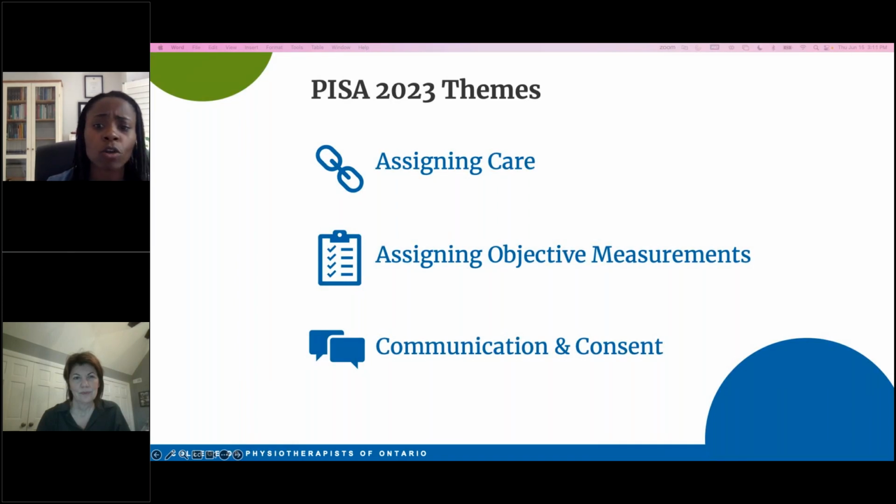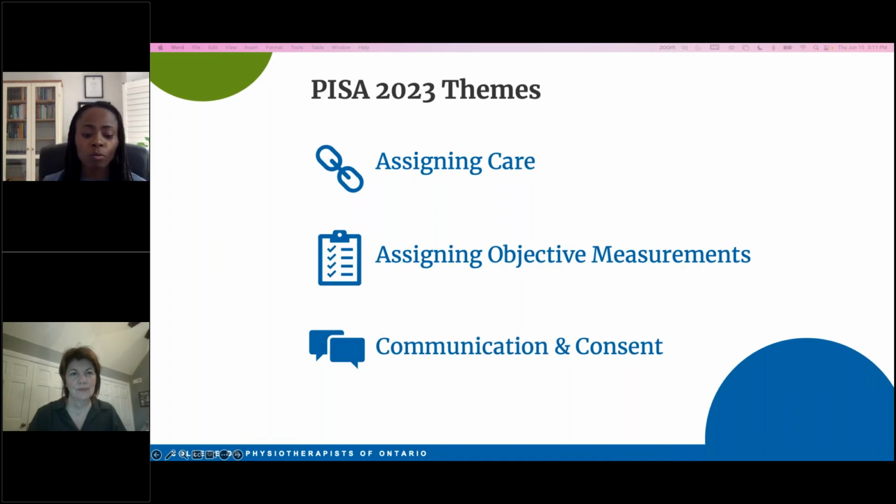Remember, the physiotherapist is always responsible for the care that's been assigned to any patient. They also need to ensure that quality, safe care is being provided by the PTA. So if they're not competent to deliver this care, they can certainly not assign it to the PTA. So let's take a look at the next item here, which is assigning objective measures.